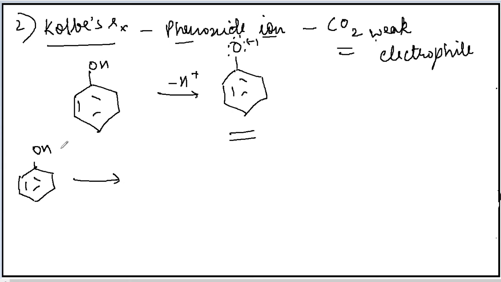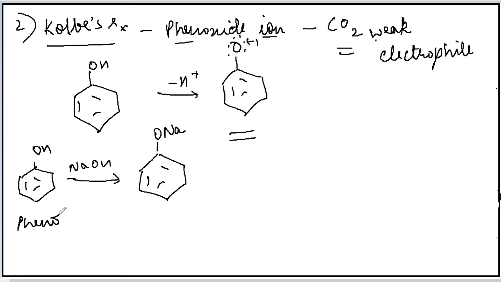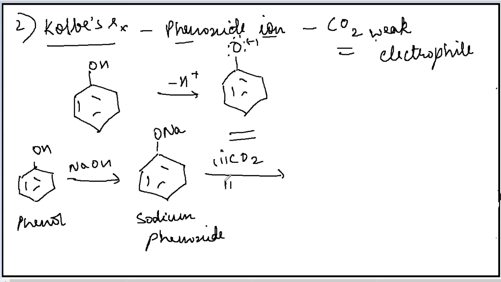Phenol. First I'll explain the reaction. The phenol is treated with sodium hydroxide. First I am showing how phenoxide is being formed. This is phenol. This is sodium phenoxide. This sodium phenoxide is further treated with the electrophile, and the next step is acidification. I am taking both the steps together, as a result of which you get the final product.